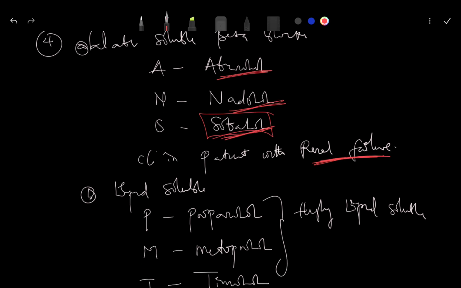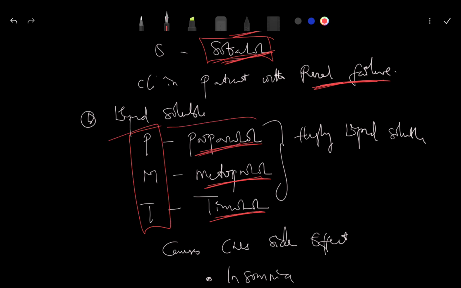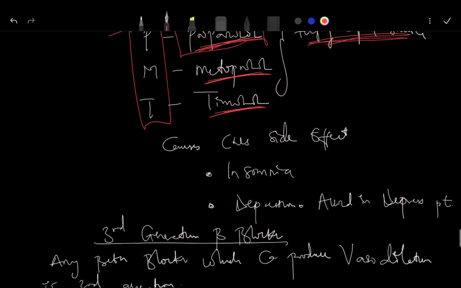Then the highly lipid-soluble ones: propranolol, metoprolol, and timolol. The mnemonic is PMT. So you can see propranolol is highly lipid-soluble. These ones can cross the blood-brain barrier and cause insomnia and depression. So you should avoid them in depressed patients.